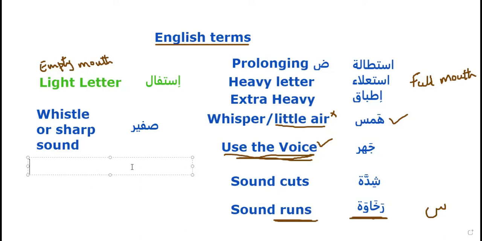Okay, so we got qalqala. So qalqala is, some people call it echo. I like to call it bouncing. Okay, so qalqala is a bouncing sound, like abe, abe. You can imagine a ball bouncing, like abe, ade, ako, like that.